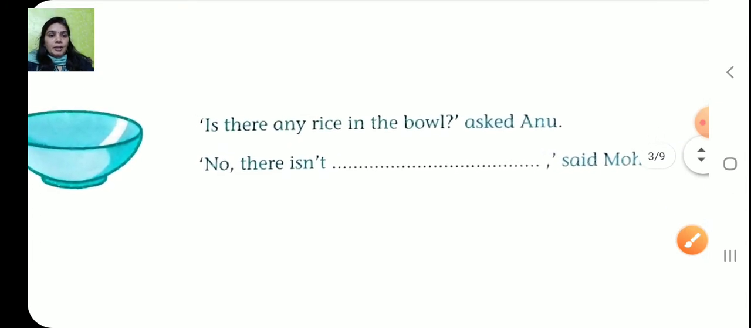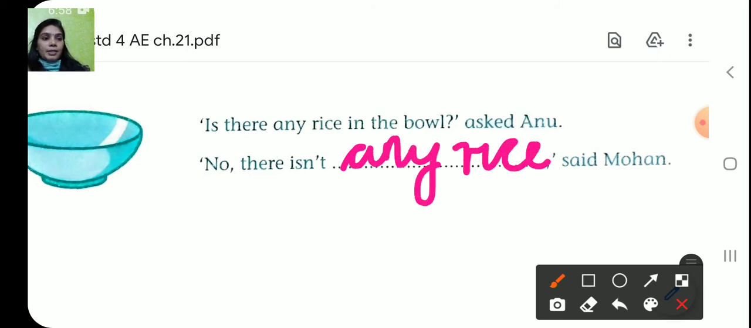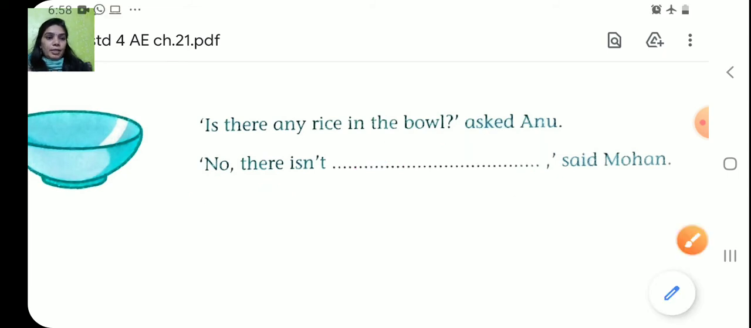Is there any rice in the bowl? So rice, can you count? No. So our answer is no, there isn't any rice in the bowl. No, there isn't any rice in the bowl, said Mohan. Now we'll move on to the next one.